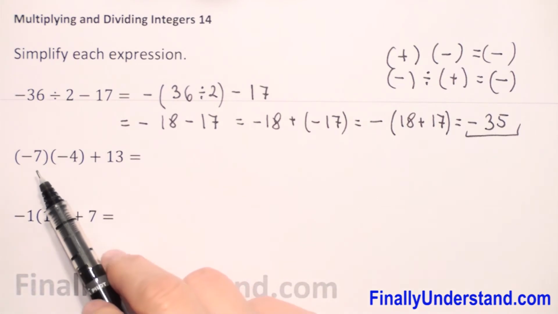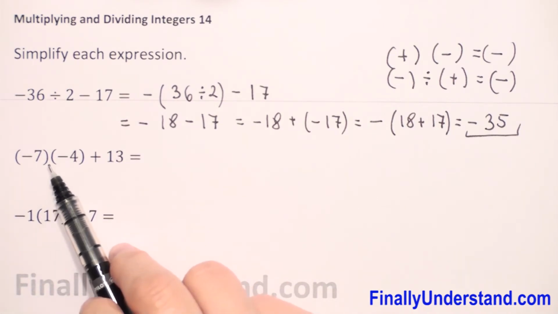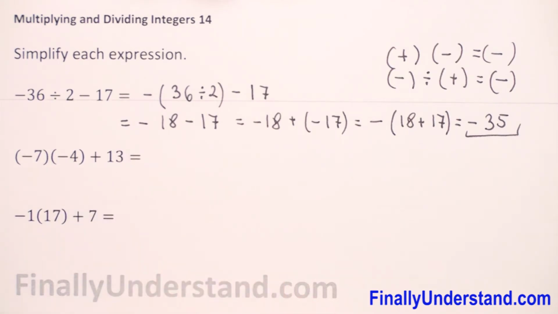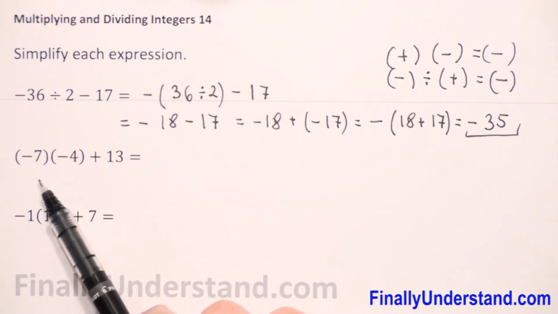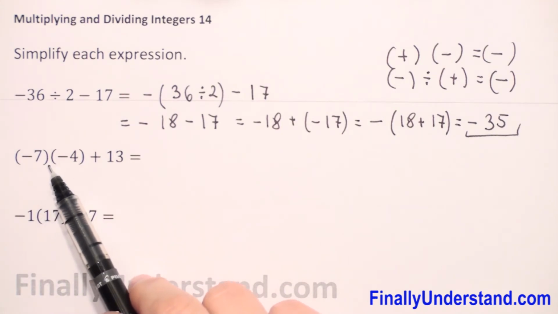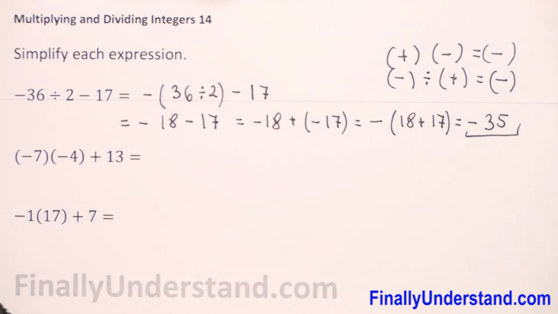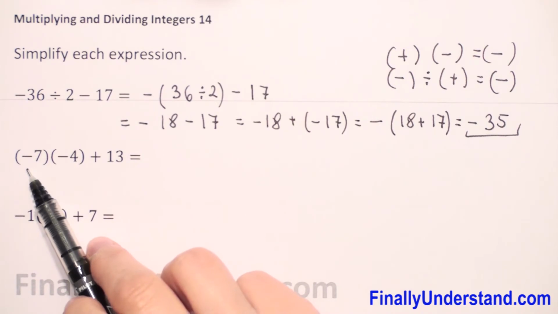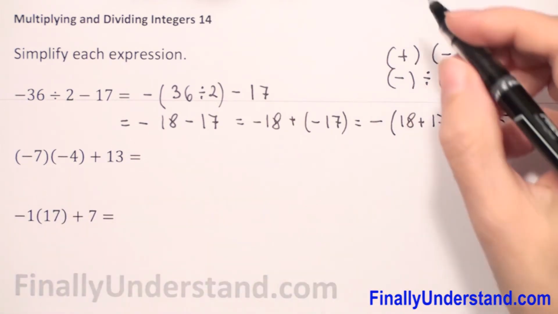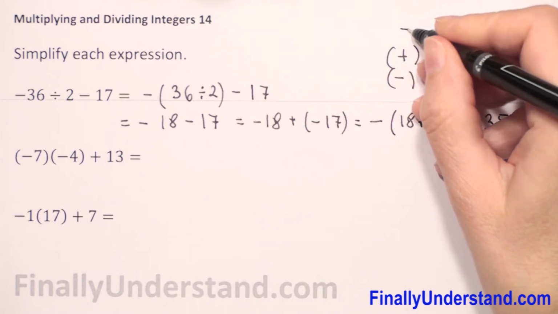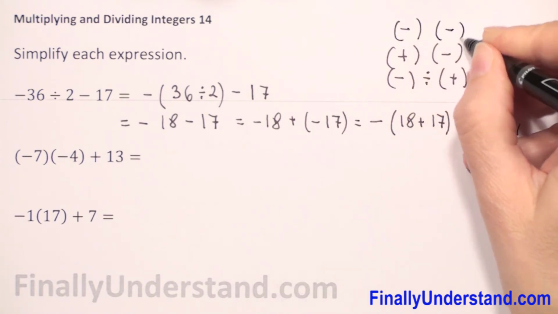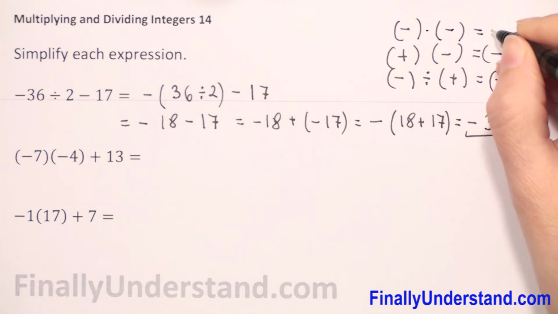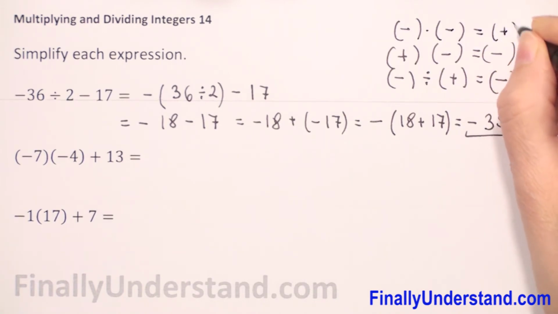Next example, we have negative 7, when we don't have any sign, it's multiplication, times negative 4 plus 13. Again, when we have integers, the order of operations is the same as for positive numbers. So first we have to do multiplication and next addition. First we have a negative number times a negative number. Negative times negative gives me always a positive number.